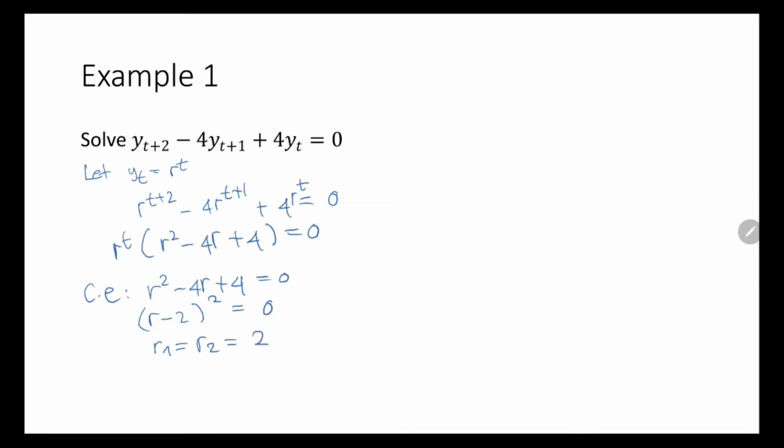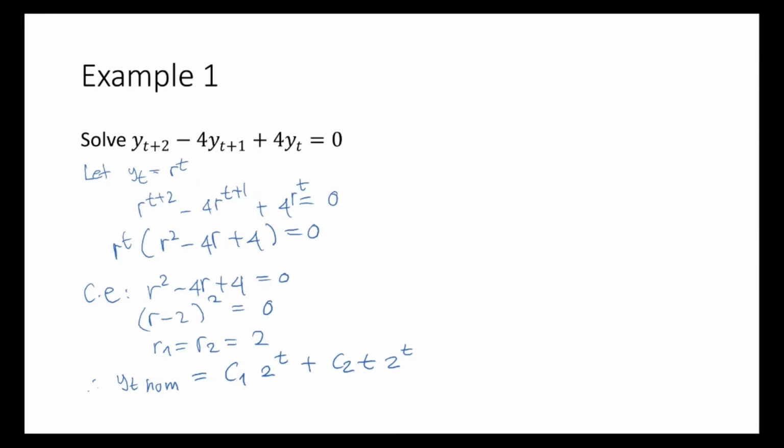This is the second type of roots of the characteristic equation, and the homogeneous solution will be equal to C1 2 to the power of t plus C2 times... it is supposed to be 2 to the power of t, but this is the same as the previous term, so we have to multiply with t. Okay, so that's the second example.